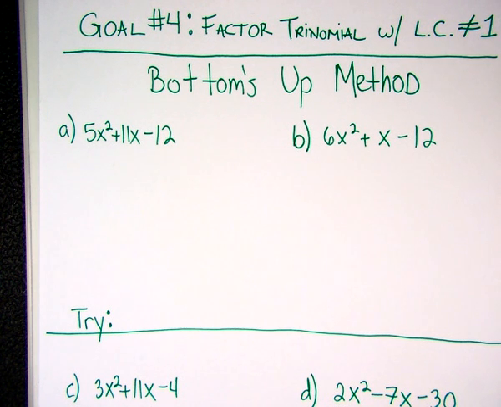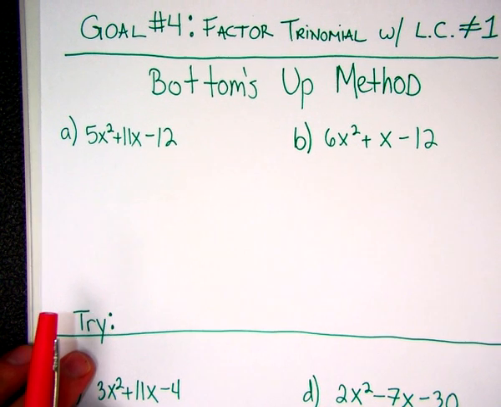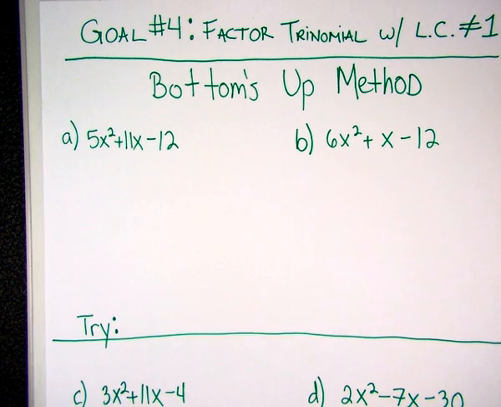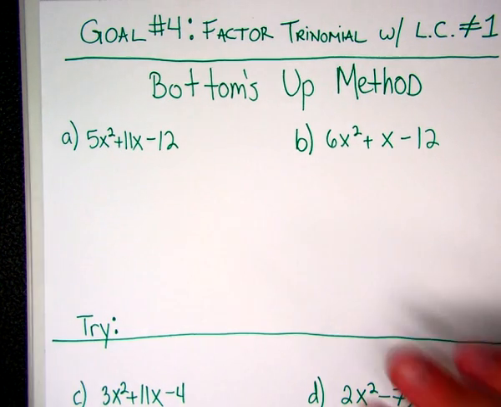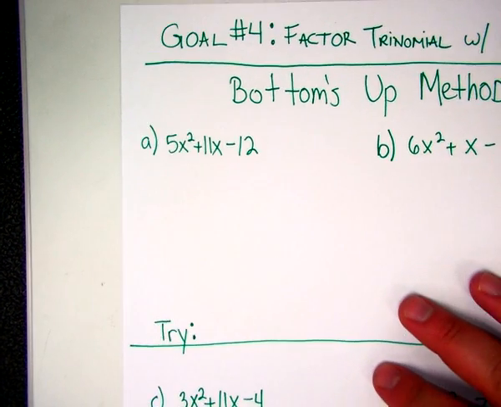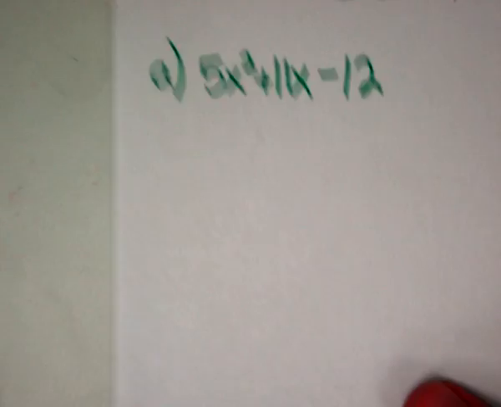Hi there. In goal number 4 of this unit, what we're working on is factoring a trinomial with the leading coefficient when it's not equal to 1. There's a really great method out there called bottoms up. It takes away the idea of guess and check, so you can just do the problem as a systematic approach instead of guessing and hoping for the best, and logically work through it that way. To do these problems, let's zoom in on this first one here.